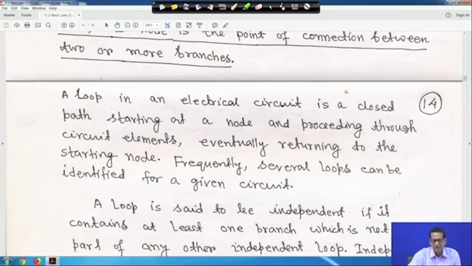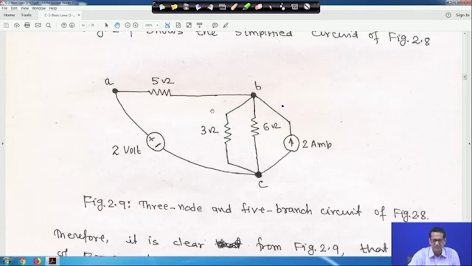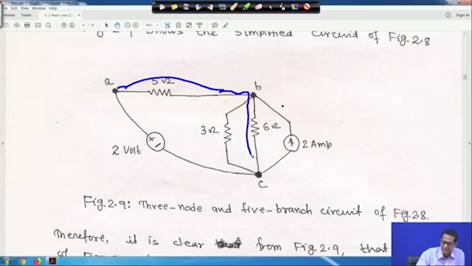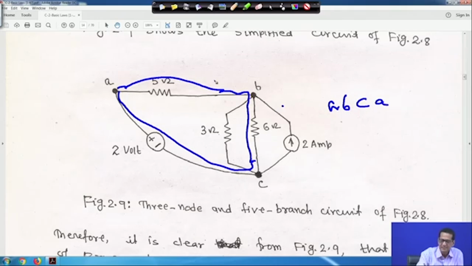Now, a loop in an electrical circuit. Suppose I start from this point A and move like this, A to B through the 6 ohm resistor, and then move like this and come back to A. So A B C A, this is a loop. If I move clockwise or anti-clockwise, say clockwise, in this case A B C A is a loop.